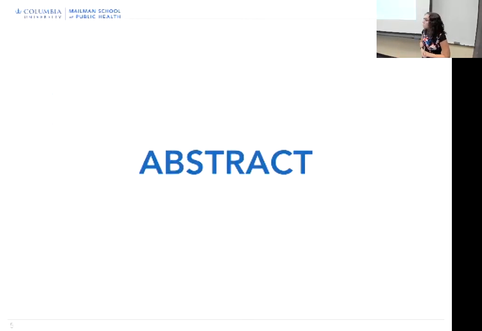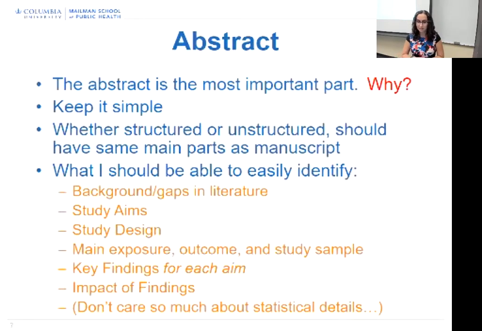So we'll start first with the abstract. The abstract is the most important part of the manuscript. Why? Anyone want to shout out an answer? In reality, what are people going to read in your manuscript? Probably just the abstract, right? So this is really where I'm going to spend a lot of attention as a reviewer to make sure that what's presented there accurately portrays the research that was done and tells the story of the paper. So keep it simple, and whether it's structured or unstructured, it should have the same main parts of the manuscript.